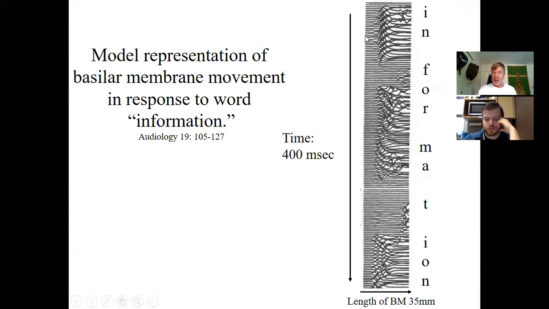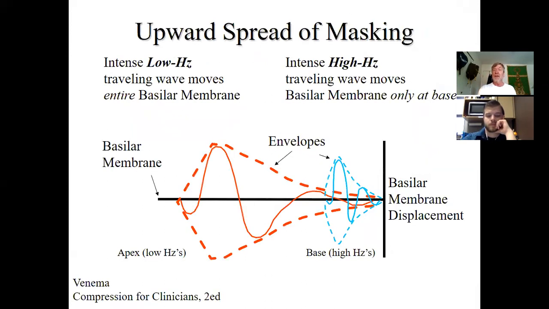The apex is all along my cursor here. And the base of the cochlea is along my cursor here. And the only reason this goes down is showing time, what happens over time. But this is the cochlea unrolled, 1 inch long, showing you multiple traveling waves taking place with the simple saying of the word information. We talked about the shape of that traveling wave being asymmetrical, shaped like a kite.